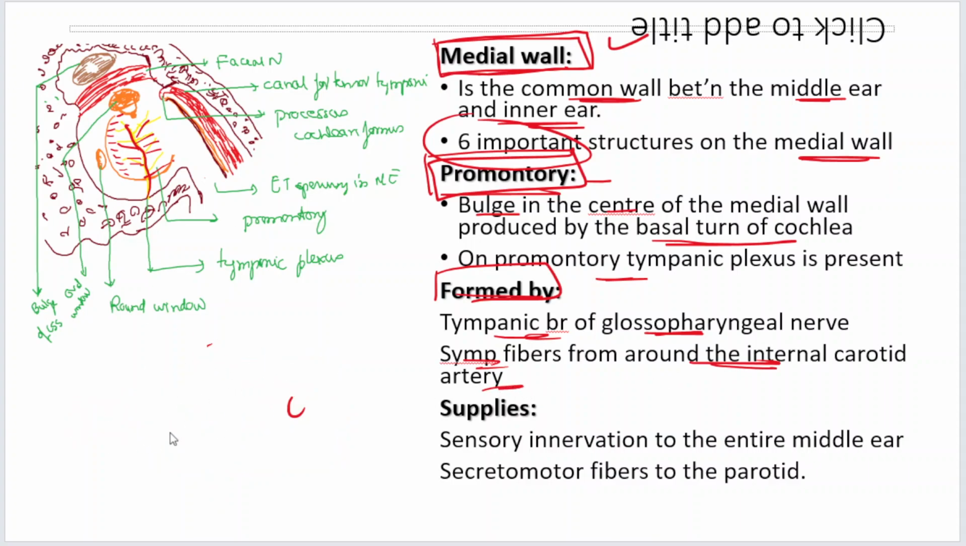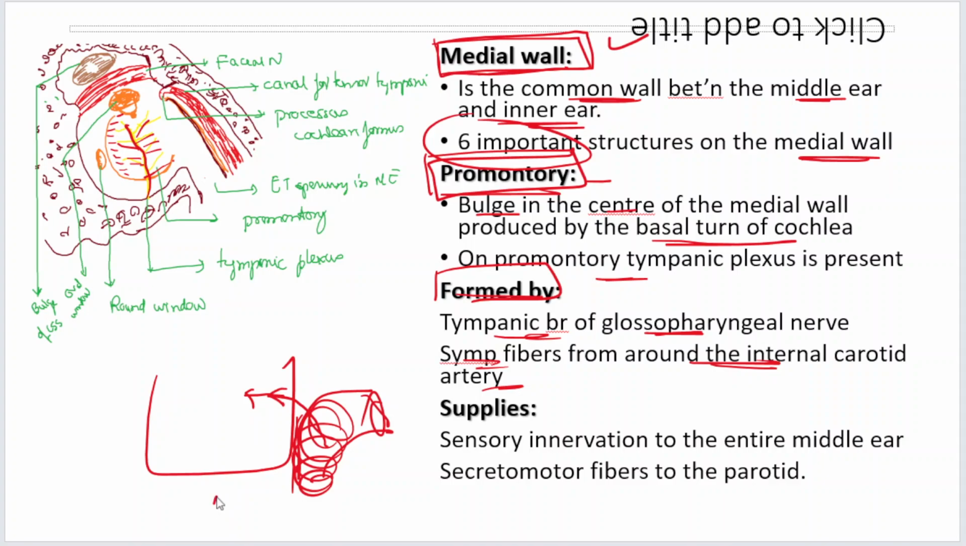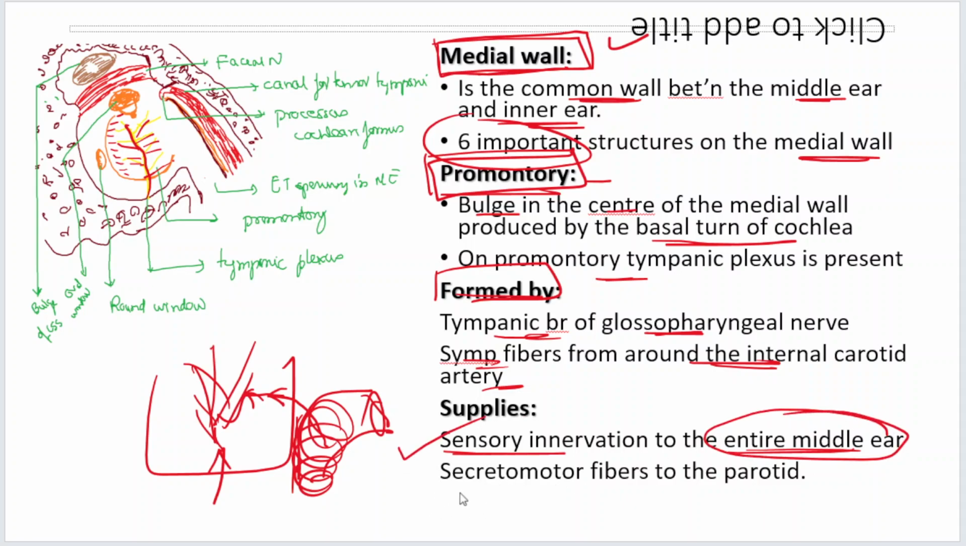We talked about the internal carotid artery in the anterior wall. The internal carotid artery has a sympathetic plexus on its wall, and this enters the middle ear cavity. It anastomoses with the tympanic branch of the glossopharyngeal nerve to form the tympanic plexus. So what does this tympanic plexus do? The entire middle ear sensory supply is by the tympanic plexus, and it also gives secretomotor fibers to the parotid.